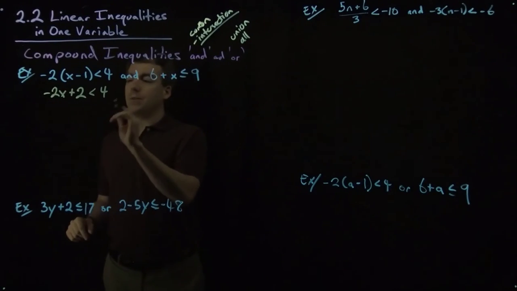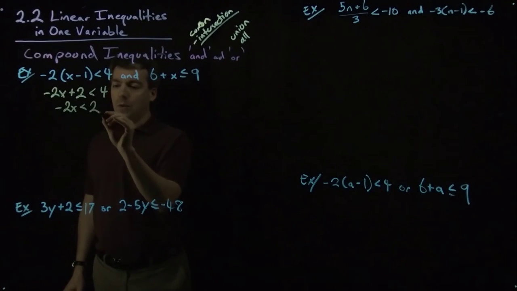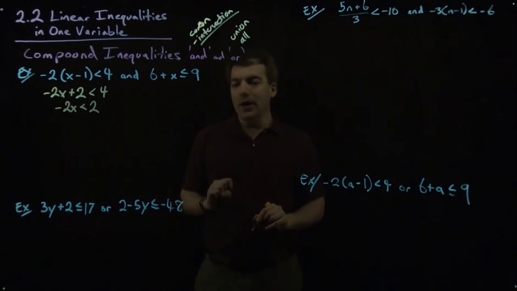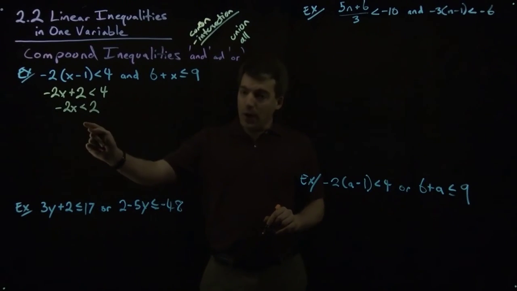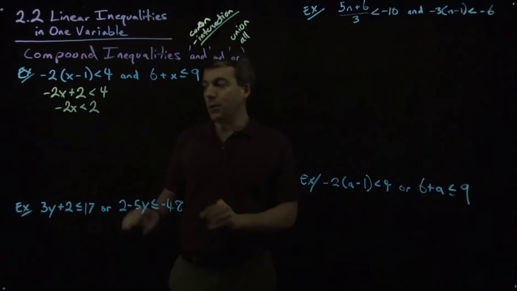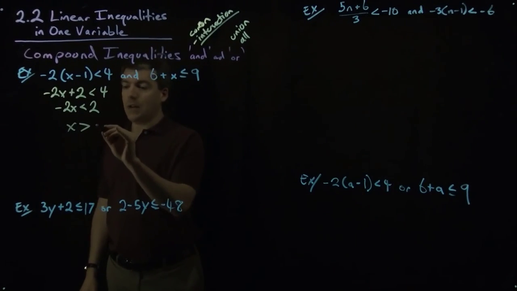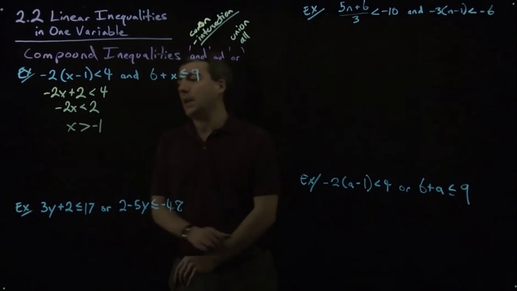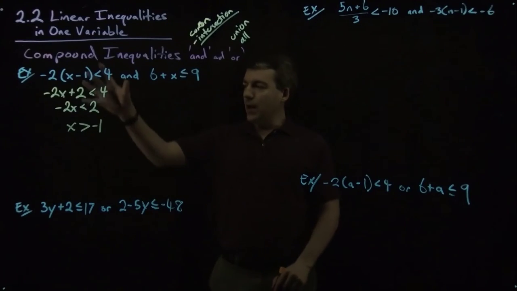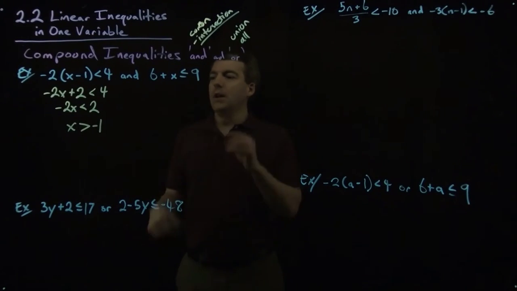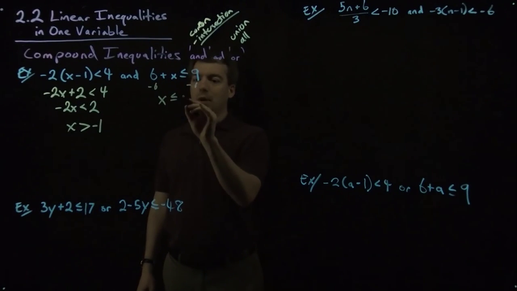We can subtract 2 from both sides. So we have negative 2x less than 2. And now we want to divide by negative 2, and we have to be careful. We're dividing by negative 2 in an inequality, so we have to switch the inequality symbol when we do that. So x is greater than negative 1. Okay, so that's one inequality solved. We'll solve the other one. This one just needs us to subtract the 6. So x is less than or equal to 3.